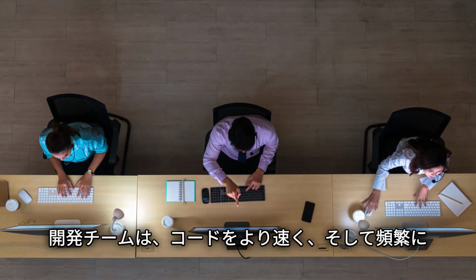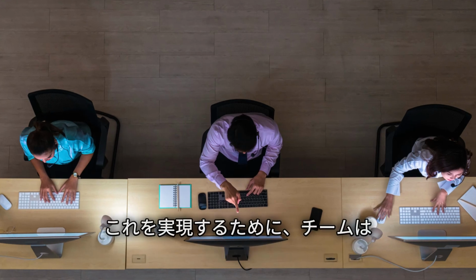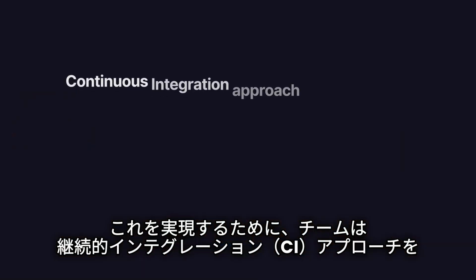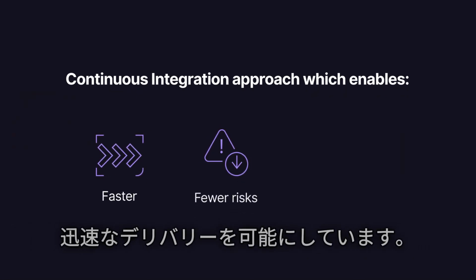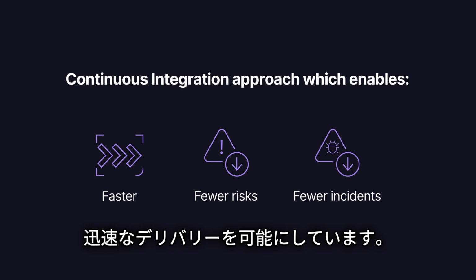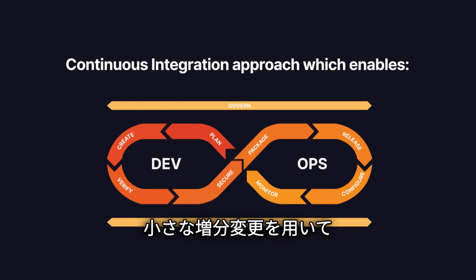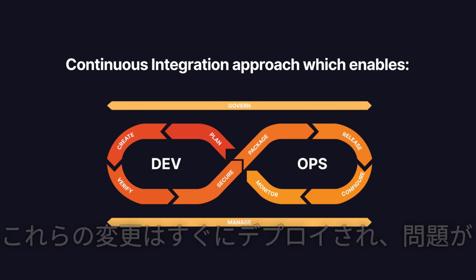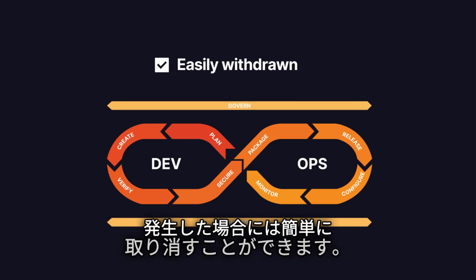Dev teams get a lot of pressure to ship code to production faster and more often. To make this happen, teams adopt a continuous integration approach, which enables faster delivery without creating more risks and incidents. In a continuous integration approach, developers use ongoing development with smaller incremental changes, which can be quickly deployed and easily withdrawn if problems arise.